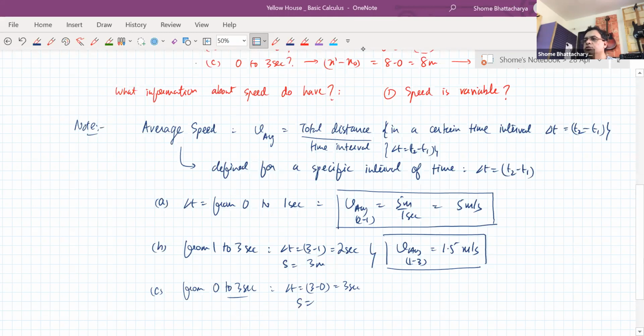Yes, how much should it be for the third part? 8 by 3. 8 by 3, that's very correct. Okay. So that's again different. You can see the average speed in 0 to 3 seconds is 8 by 3. That will become 2.67 approximately, or 8 by 3 meters per second.